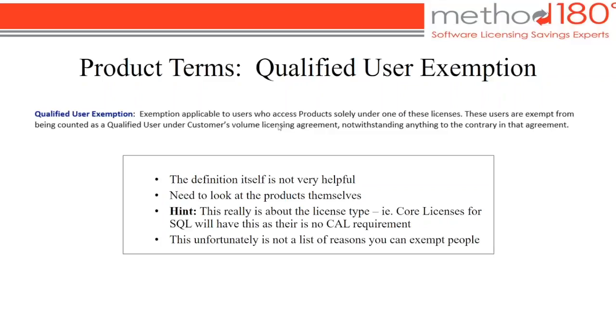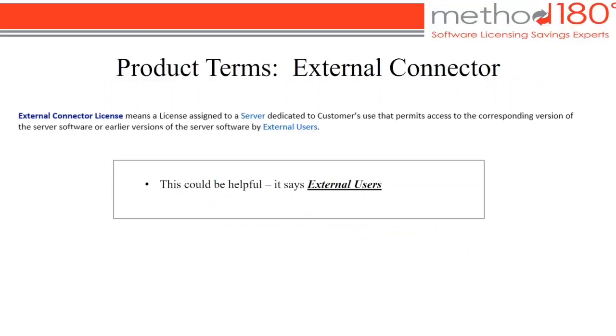So this is really what this is about. Although we would have hoped that would have been a list of how we could maybe exempt qualified users and contractors, this really wasn't much help. Okay, so there's a couple other things in the product terms that we need to talk about before we start to pull this all together.